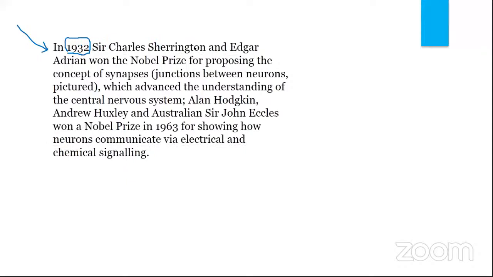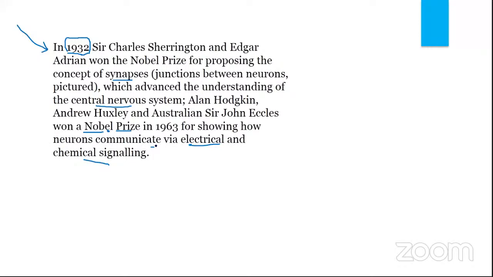In 1932, Sherrington and Edgar Adrian won the Nobel Prize for proposing the concept of synapses, that is, junctions between neurons, which advanced the understanding of the central nervous system. Then also Alan Hodgkin, Andrew Huxley, and Australian surgeon Eccles won a Nobel Prize in 1960 for electrical and chemical signaling. So what we are studying are the studies that these people put in writing in their own handwriting. These things of synapse and electrical transmission of an impulse that I was teaching you in the earlier lesson are the things that these people put forth.